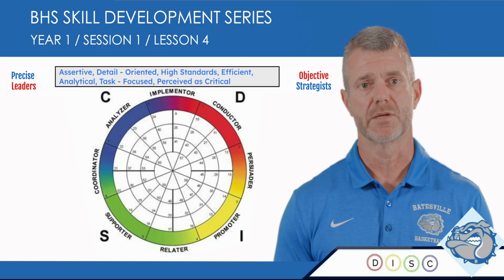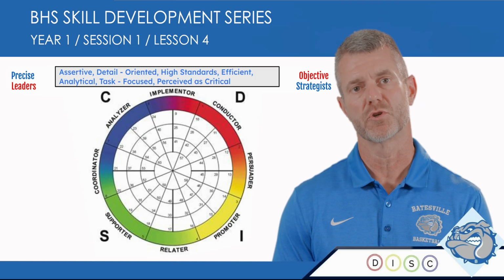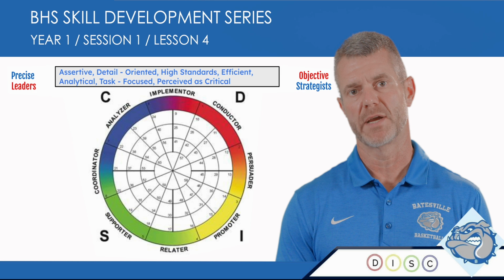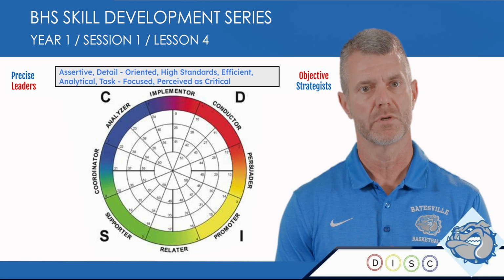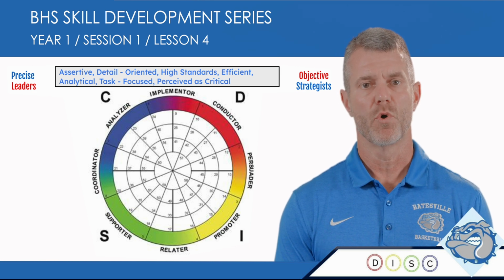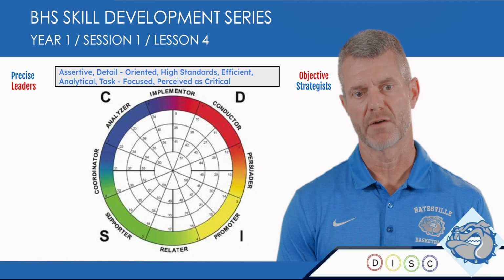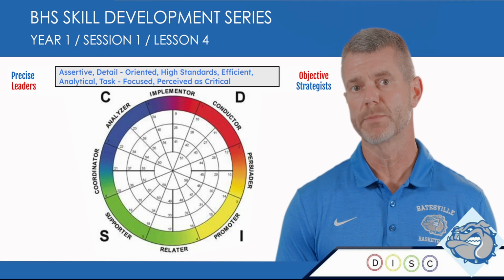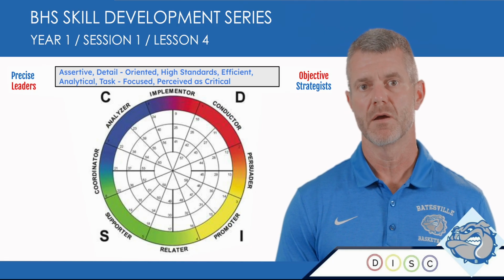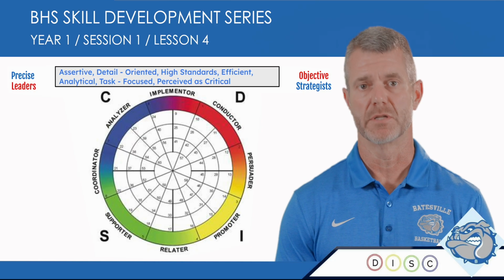So if you're interacting with me, if I were to provide a description of how I would be from these two categories, my two observable behaviors would be either a precise leader or an objective strategist. That's where I'm at my most comfortable. And oftentimes these are descriptive words that can define not only my natural style, but my adapted leadership style.